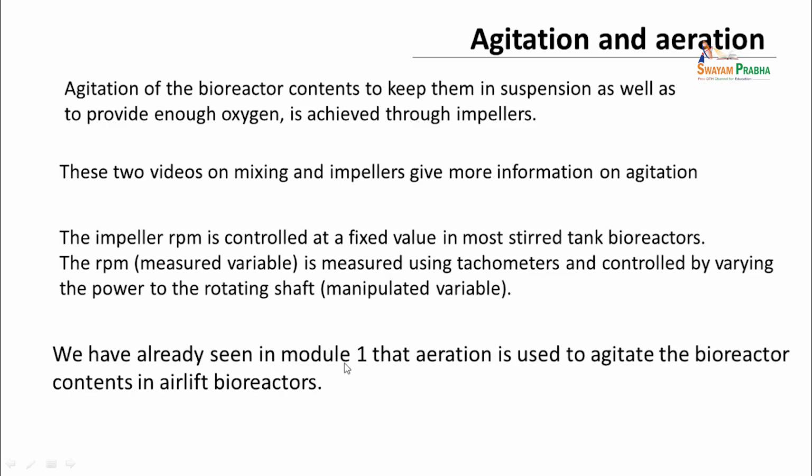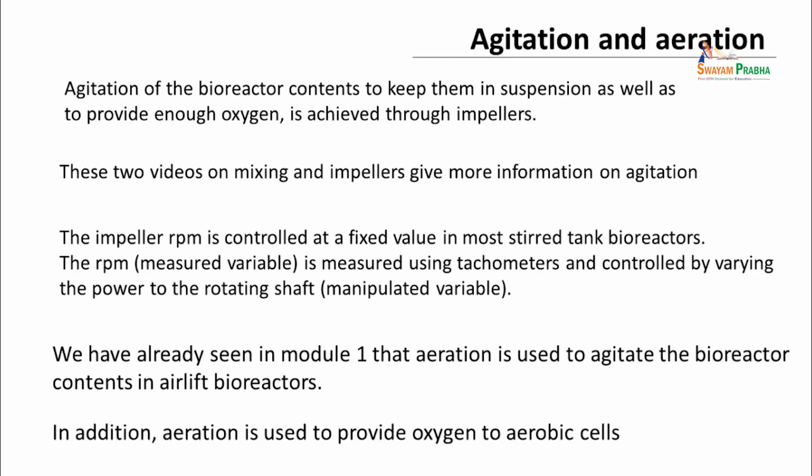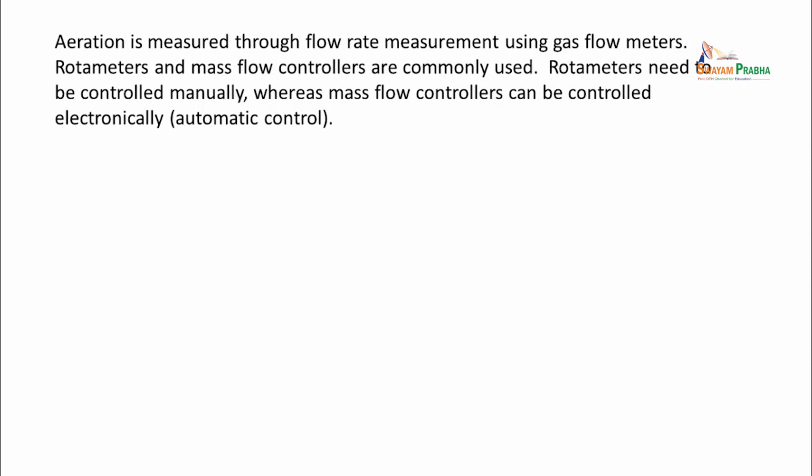And we have already seen in module 1 that aeration is used to agitate bioreactor contents in airlift bioreactors, not just agitators. You could also use aeration to agitate, to mix the contents of the bioreactor to keep them in suspension and so on. In addition, aeration is used to provide oxygen to aerobic cells. Aeration is measured through flow rate measurement using gas flow meters, as they are called. Rotameters and mass flow controllers are commonly used.